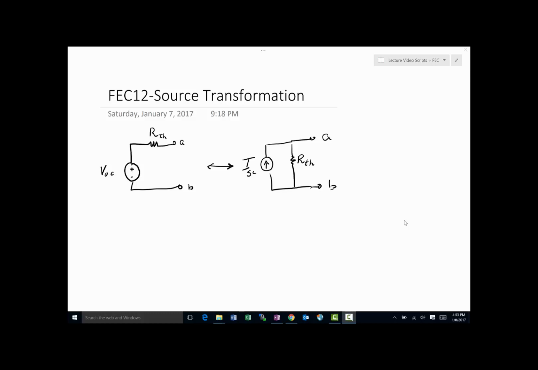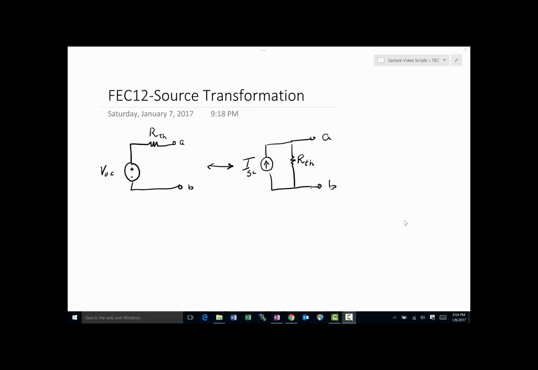In this video, we're going to talk about source transformation as part of the fundamentals of electrical circuits. Typically in engineering, and electrical engineering specifically, we like to come up with models so we don't have to worry about the complexity of the bigger signal. So that's where we are headed. But before we get there, we need to talk about source transformation.